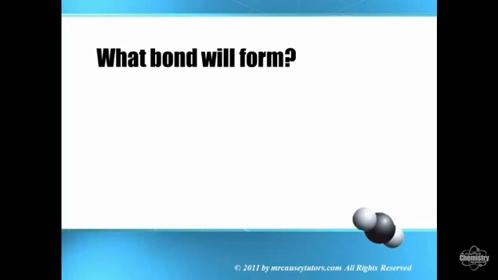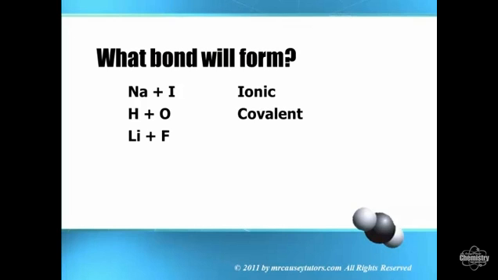Okay, now let's look at some examples here. What bond will form? Sodium and iodine together. So what bond is that? Hopefully you said ionic. Hydrogen and oxygen coming together. We kind of already did this one, and it's covalent. Here's lithium and fluorine. When they come together, ionic. How about carbon and neon?